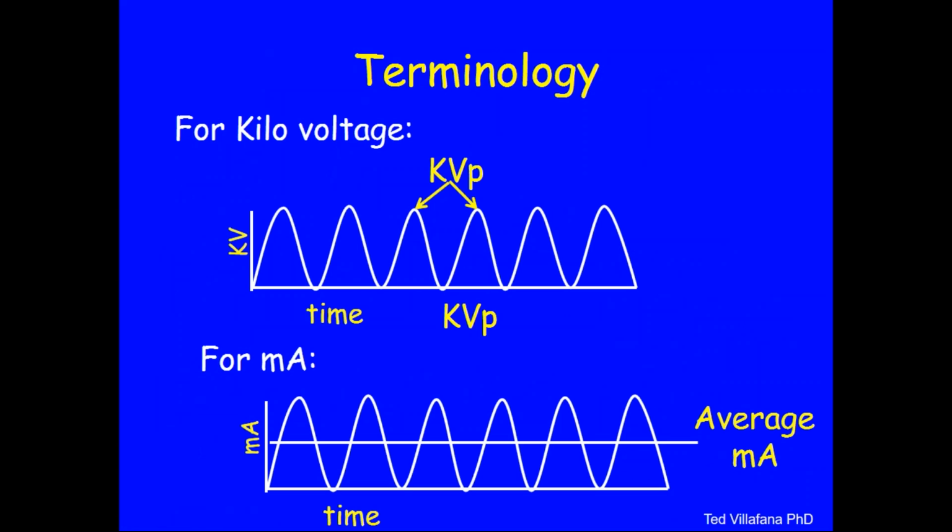So let's look at some terminologies. You know that we refer to the kVp, the voltage at the peak. That's the convention. We always talk about voltage at the peak. And for mA, we don't ever talk about mA at the peak. When we talk about mA, it's always an average mA. We never talk about mA peak. We talk about kV peak.